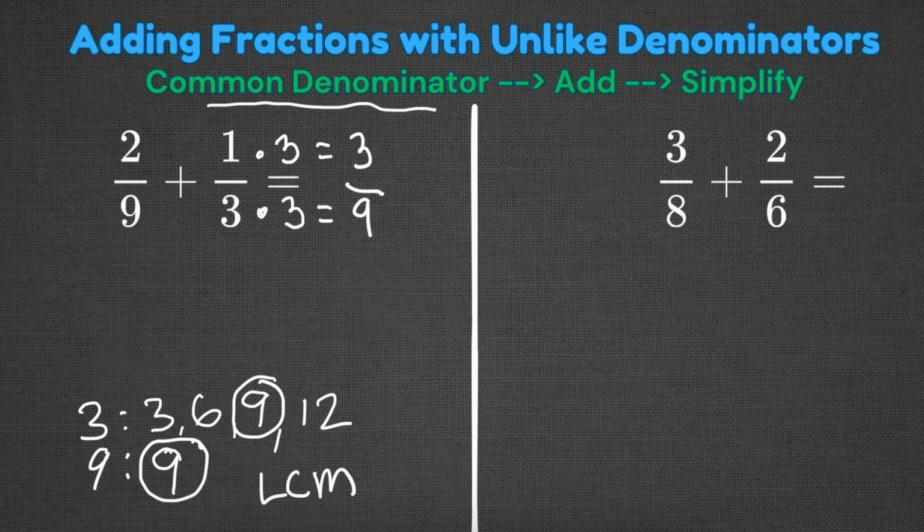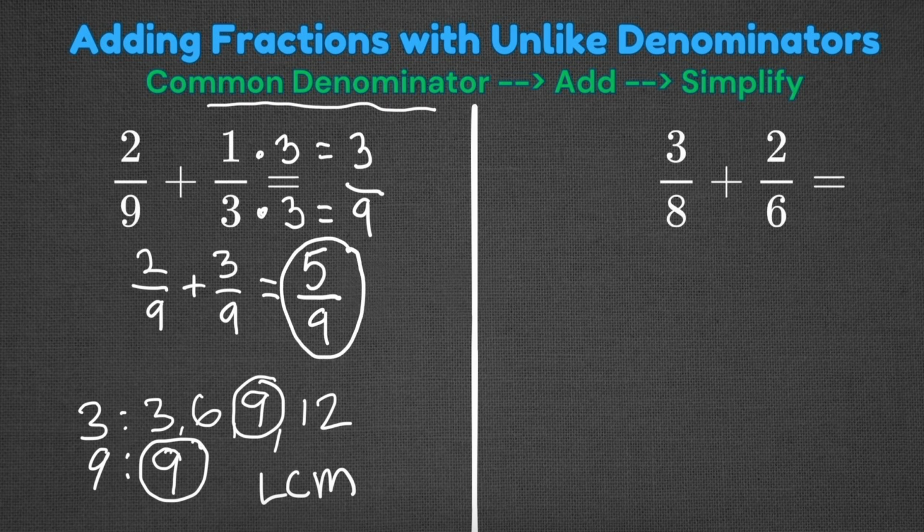I'm going to rewrite the problem right underneath it. 2 ninths plus 3 ninths. And now I can add together the top of the fraction. I have 5 ninths. I have in the directions to simplify, but 5 over 9 is simplified. There's no factors that both those numbers share that I could reduce that fraction any further.